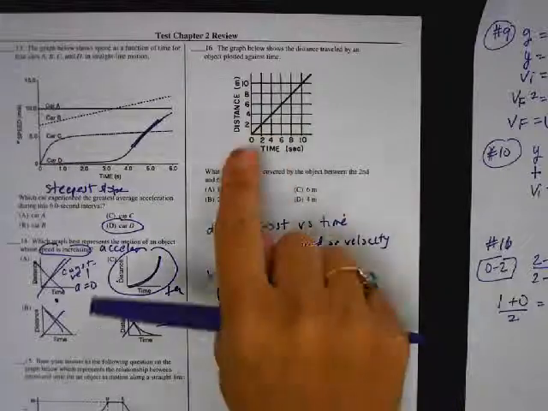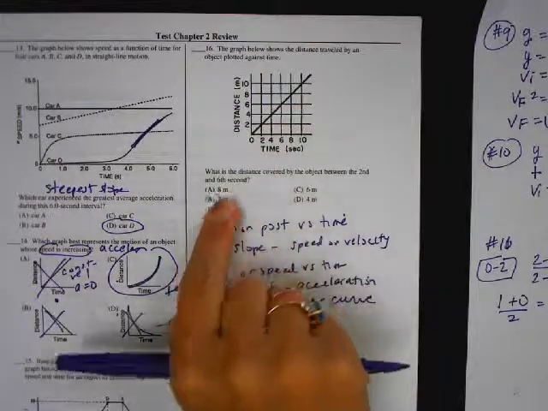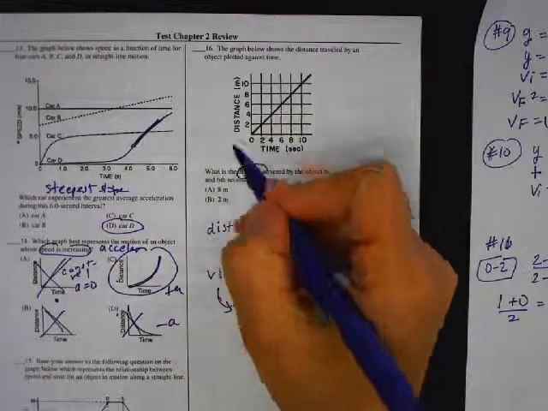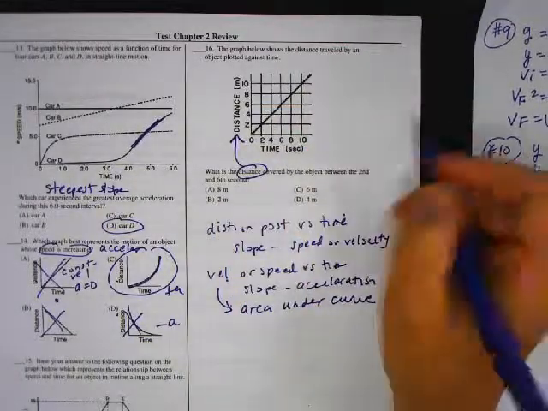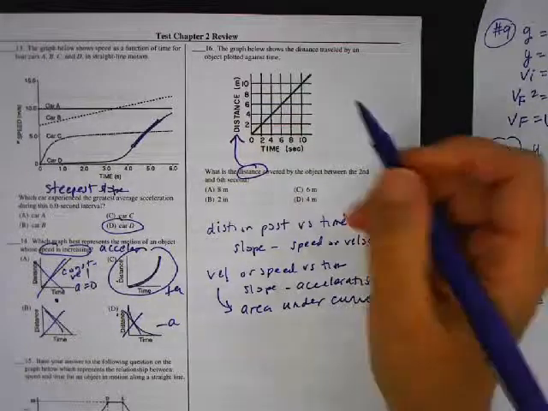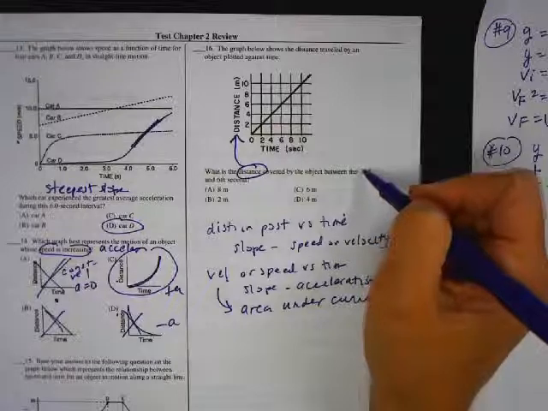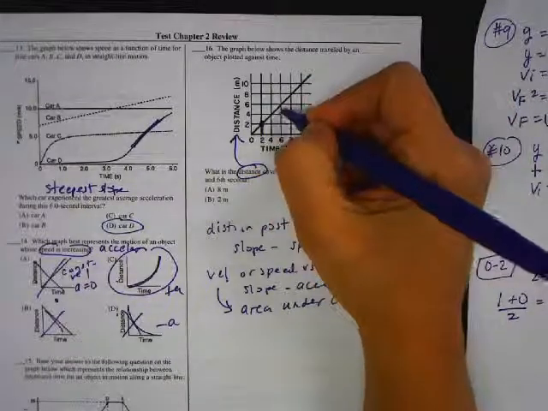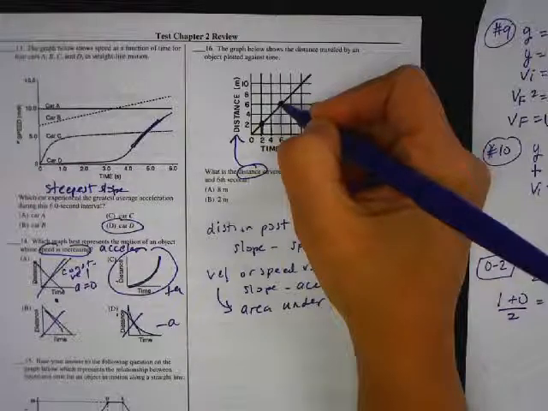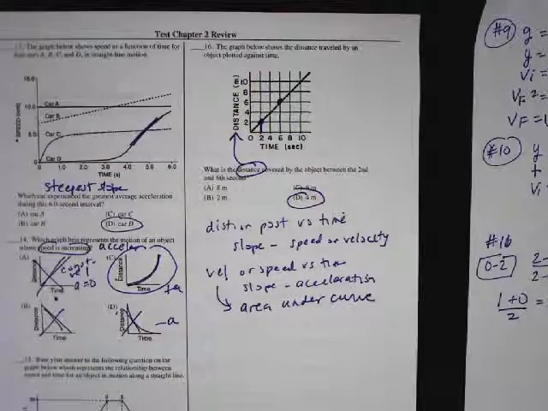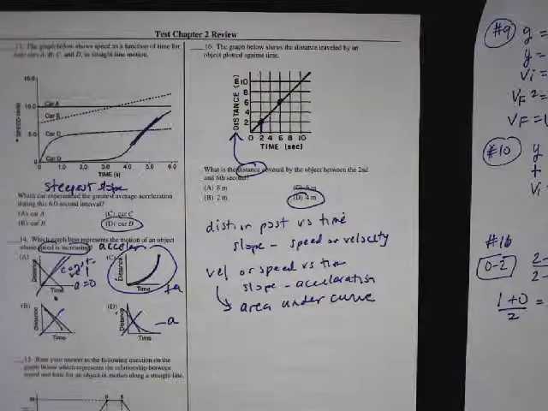Okay. So now when I look at number 16, and it says, what is the distance covered? Okay, here's distance. That's right here. This has nothing to do with physics. All I'm doing is reading the graph. So now it says what distance is covered between 2 and 6. So here's 2. Here's 6. The difference is going to be 6 minus 2, so the answer is 4. So I didn't even need to be in physics to answer that question.